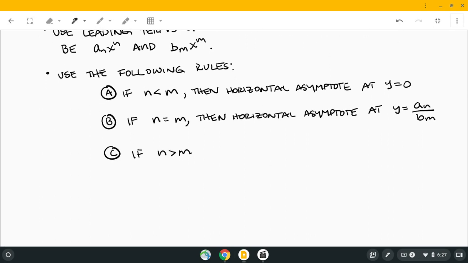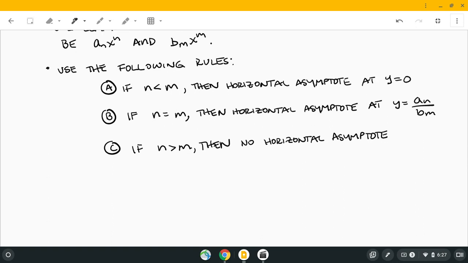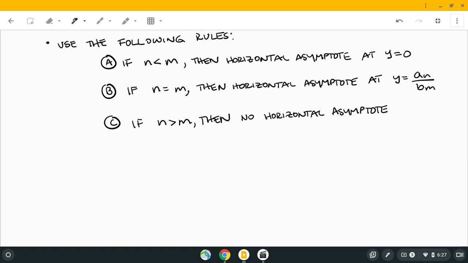If n is greater than m, then there's no horizontal asymptote. You actually have something else called a slant asymptote, but we're not going to cover that here. Okay, so let's take a look at some examples. We'll take a look at these cases here.